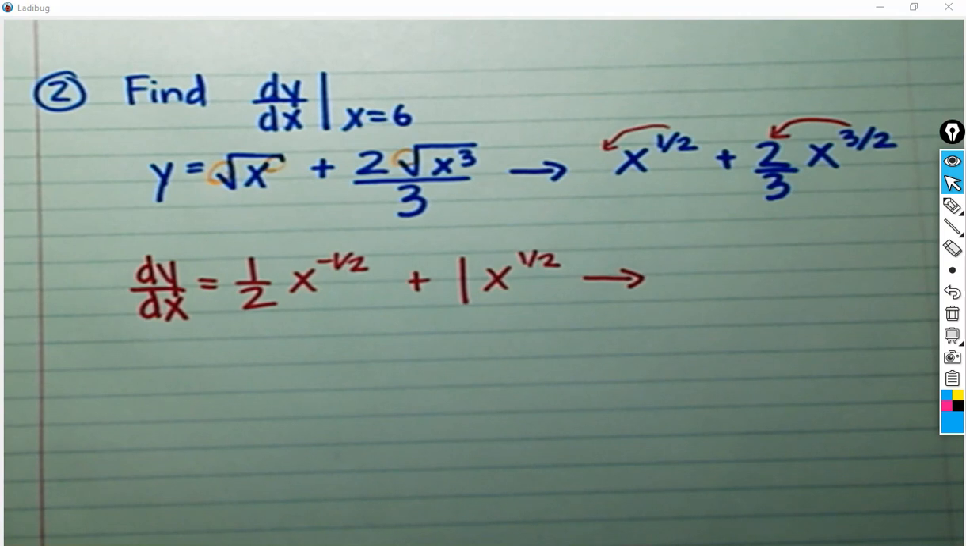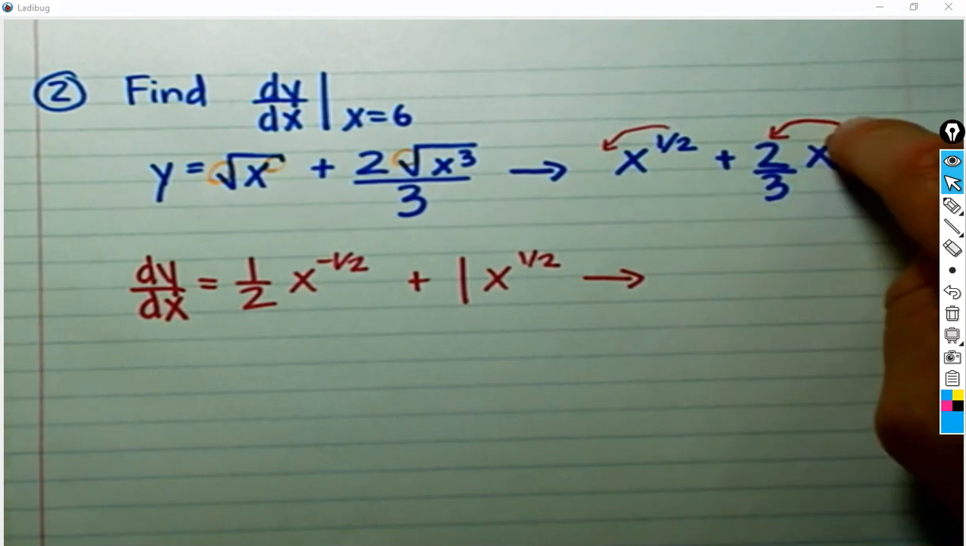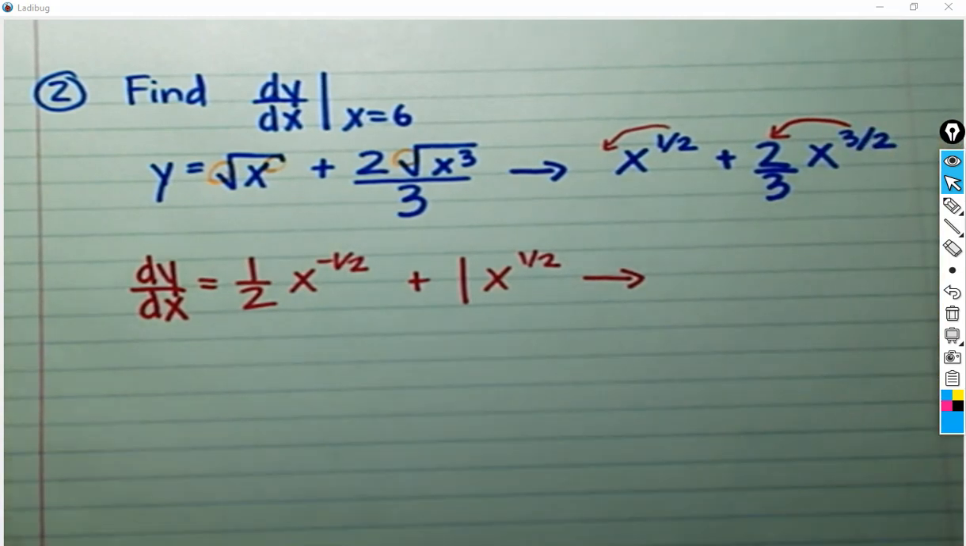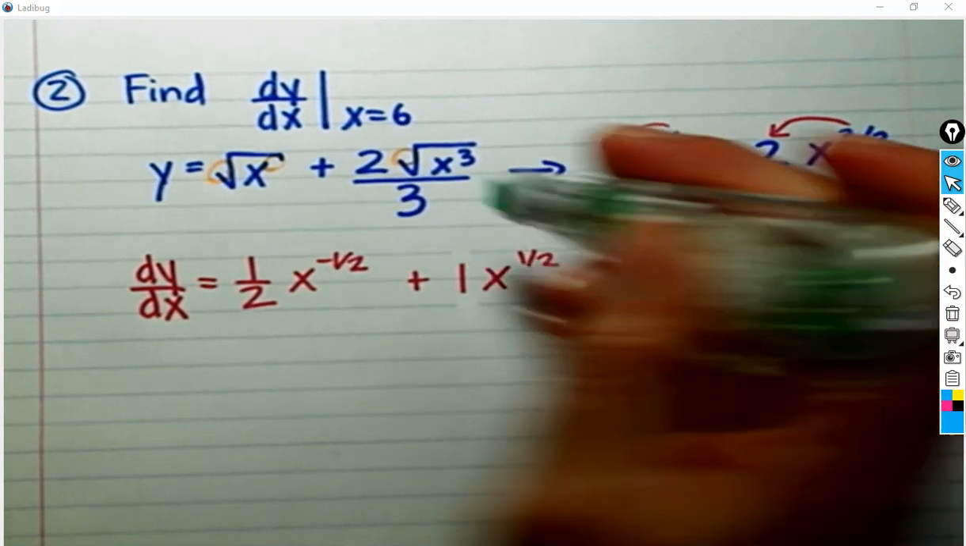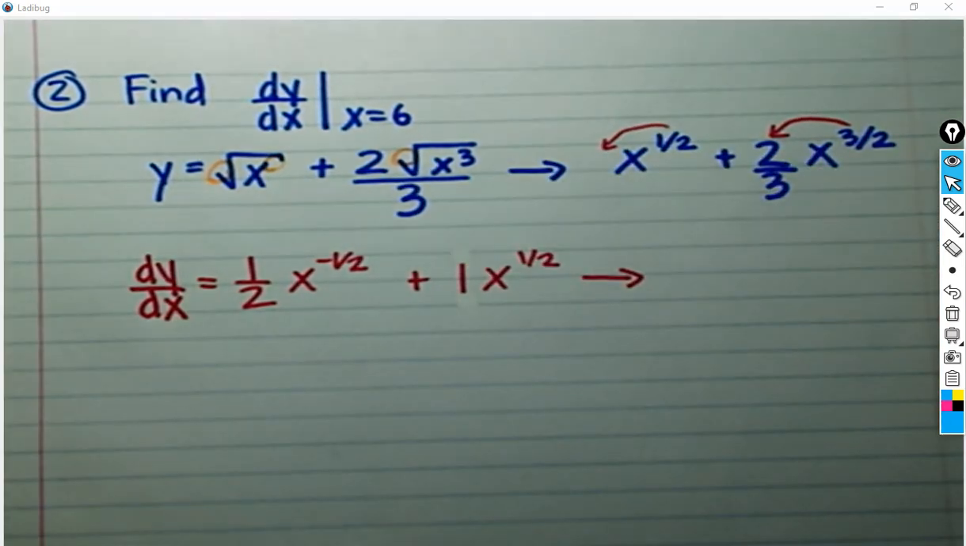Put it back. Yes. Is that a 1x? Yeah, that's a 1x because 2/3 times 3/2 is 1. You don't really have to write the 1, but I wanted to make sure that you knew I wasn't just ignoring the coefficient.